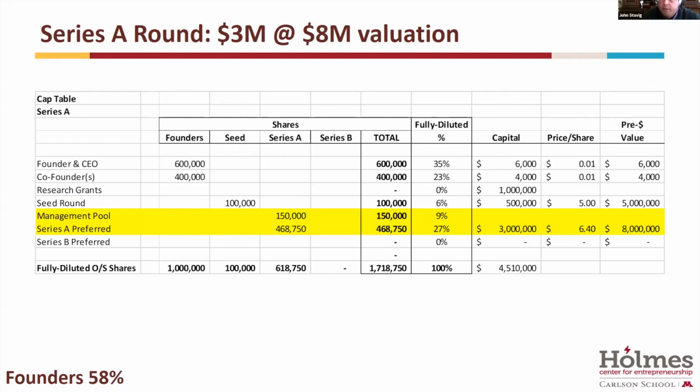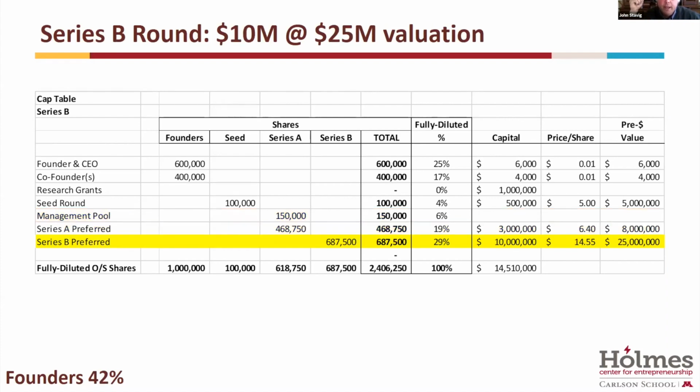Oftentimes, as the first institutional investor comes in, if there's not some type of management incentive pool, they will encourage that to be structured, partly to get that dilution out of the way before they come in, so they're not diluted by it. But generally, as a good practice, look ahead and realize that, based on where the team is, they might size that in the 10 to 20% range, looking forward in terms of the new hires they're going to need to make. So the founders at this point have gone from their 100% down to about 58% collectively.